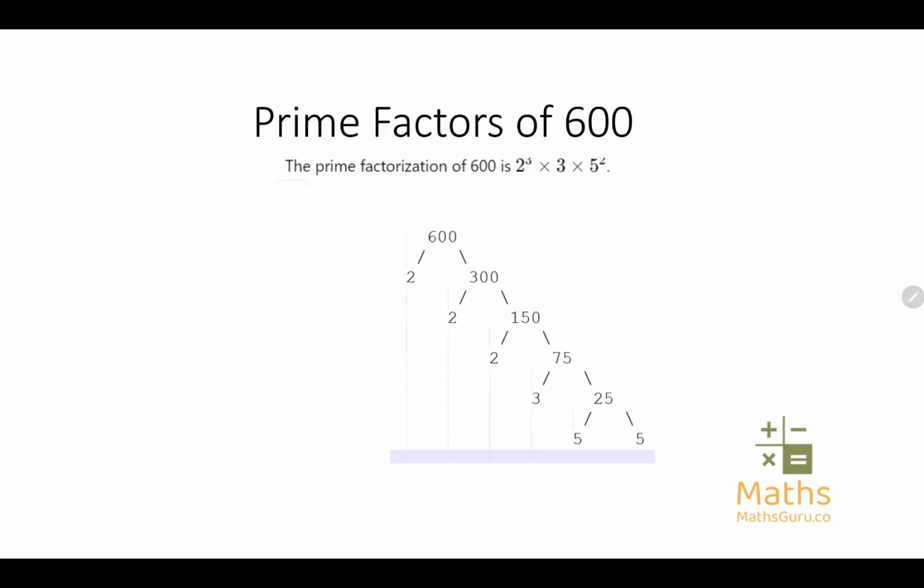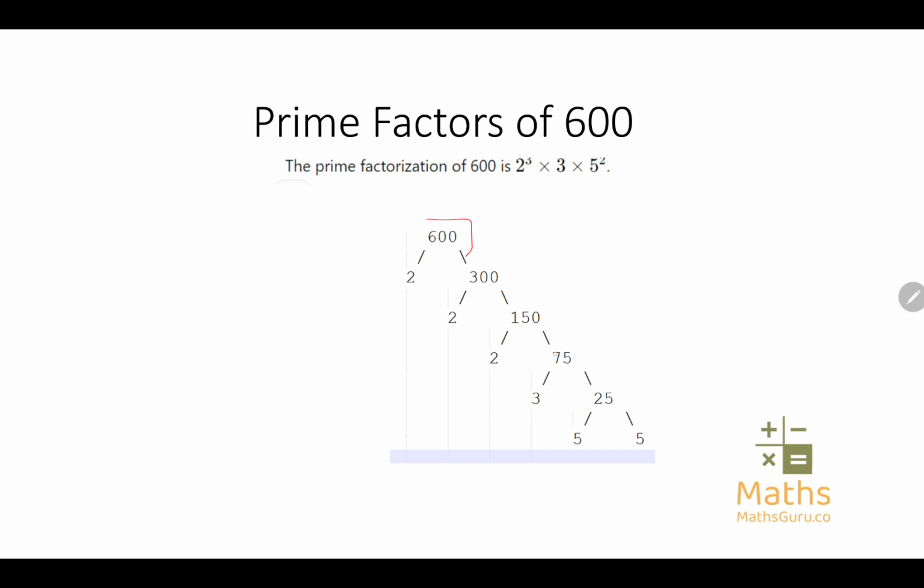So for any number we can find the factors, and we can generate the prime factor tree also. Here you can see the example of 600. If I divide 600 by 2, 300 will remain. Then I again divide 300 by 2, then 150 will be there. If I divide 150 by 2, it will be 75.